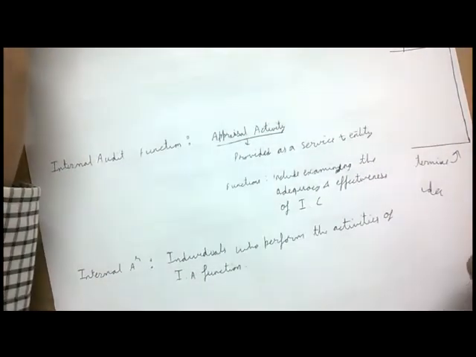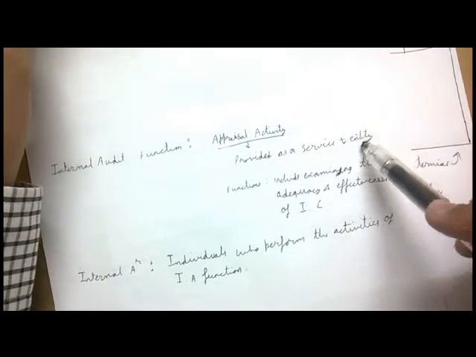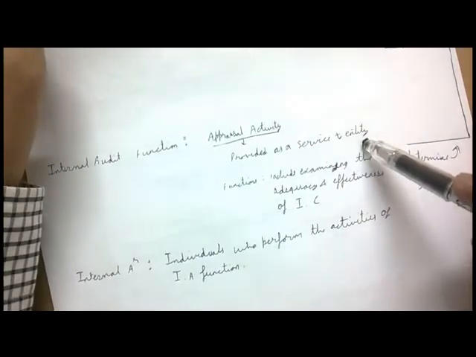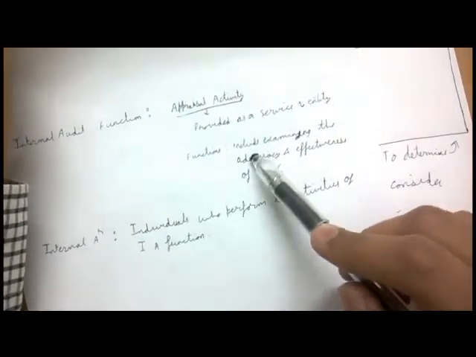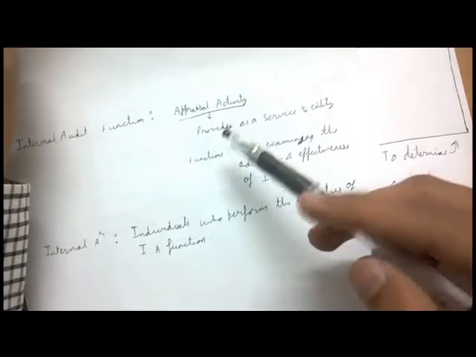So it is an appraisal activity that is provided as a service to the entity. Entity is going to be our client. We are an external auditor, and there would be our client. The client would be the entity. Appraisal activity provided as a service to the entity. This is being provided as a service to the entity. By whom? The internal auditor. Now the function is that it is one of the activities. This is, you can say, an example of internal audit function.